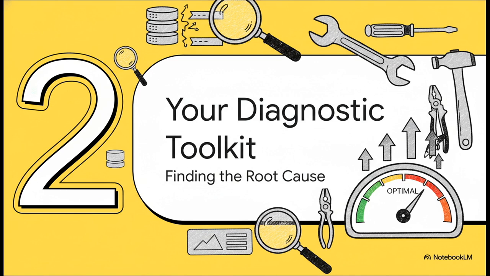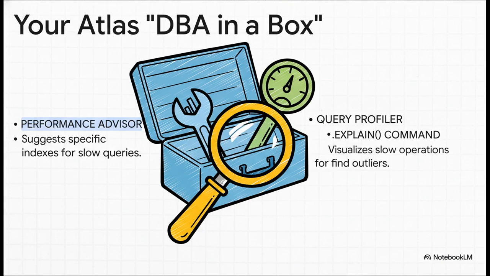So that brings us to the next section, your diagnostic toolkit for finding a root cause. Okay, so how do we actually find these bad indexes, or even spot where we're missing one completely? Well, the good news is MongoDB Atlas gives you this awesome diagnostic toolkit to pinpoint the exact problem. So let's open it up and take a look. Think of Atlas as having your own personal DBA in a box, a database administrator. You've got the Performance Advisor, which suggests indexes for you. You've got the Query Profiler to visualize what's slow, and these are great for high-level insights. But for a really deep diagnosis, the one tool that every single developer absolutely must master is the .explain command.